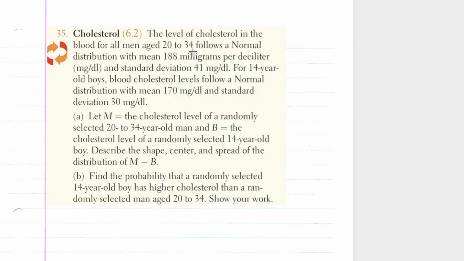The level of cholesterol in the blood for all men aged 20 to 34 follows a normal distribution with mean 188 milligrams per deciliter and a standard deviation of 41 milligrams per deciliter. For 14-year-old boys, blood cholesterol levels follow a normal distribution with mean of 170 milligrams per deciliter and standard deviation of 30 milligrams per deciliter.